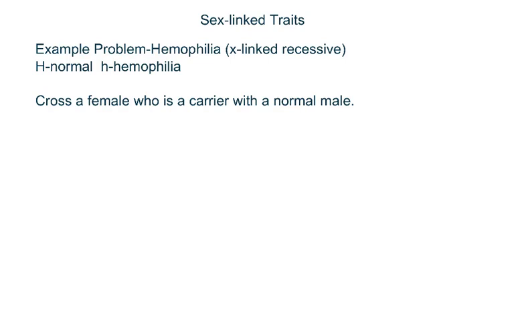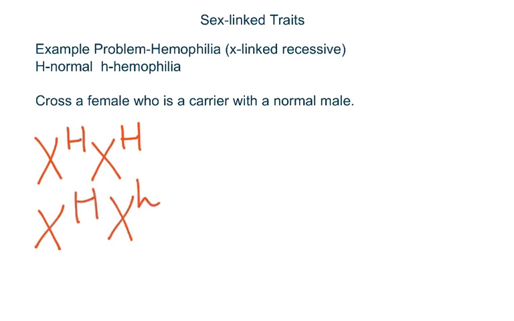It is X-linked recessive. So capital H stands for normal, and then lowercase h is the allele for having hemophilia. So in this example, they want you to cross a female who is a carrier with a normal male. So just to review, if you are a female, you can have this genotype. So this would be a completely normal female. Or you could have this genotype, which is the carrier. Or you can have a female with hemophilia, which looks like this, okay?